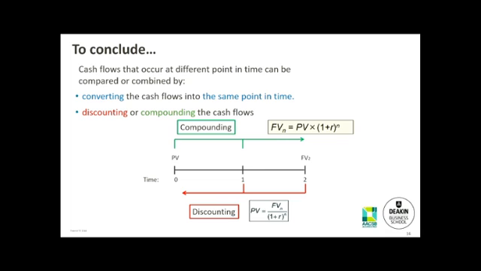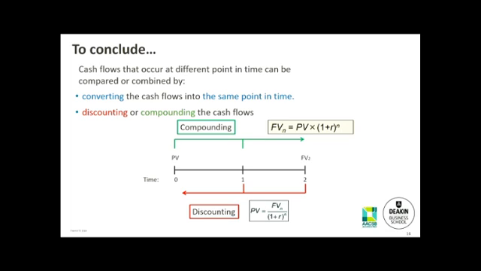Let's make a short conclusion before we move to the next part. To conclude, cash flows that occur at different points in time can be compared or combined by converting the cash flows into the same point in time. We can either compound them for future value or discount them for present value. Do you agree? That's how we work out future value and discounting value. These are fundamentals. I hope up to this stage, all of you can do future value and present value for one individual cash flow.